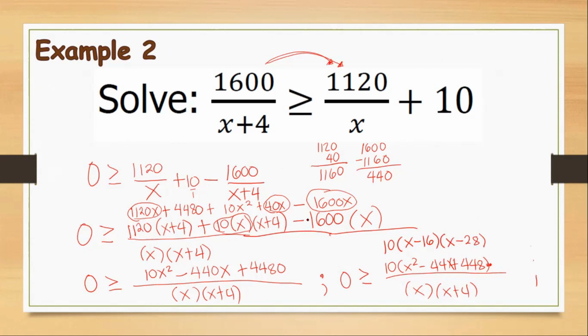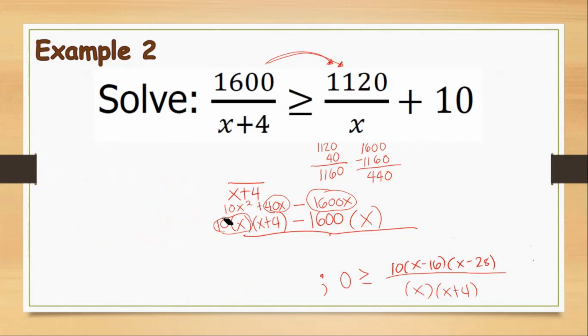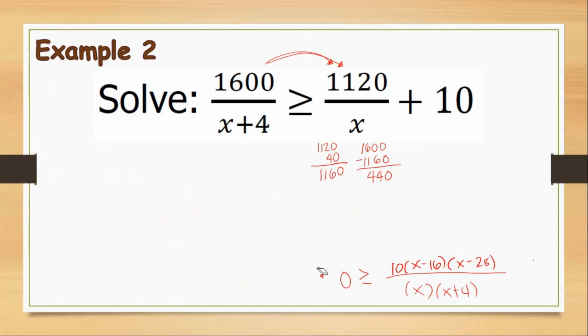Now we can already have our test points. Okay, so let's have this one. Ten times x minus 16 times x minus 28. Okay, that will be our inequality now. Let's erase this first and solve for the test points. It must be greater than 0. So when we say greater than 0, we must make sure that the answer will be positive. So let's erase this first and have our test points.